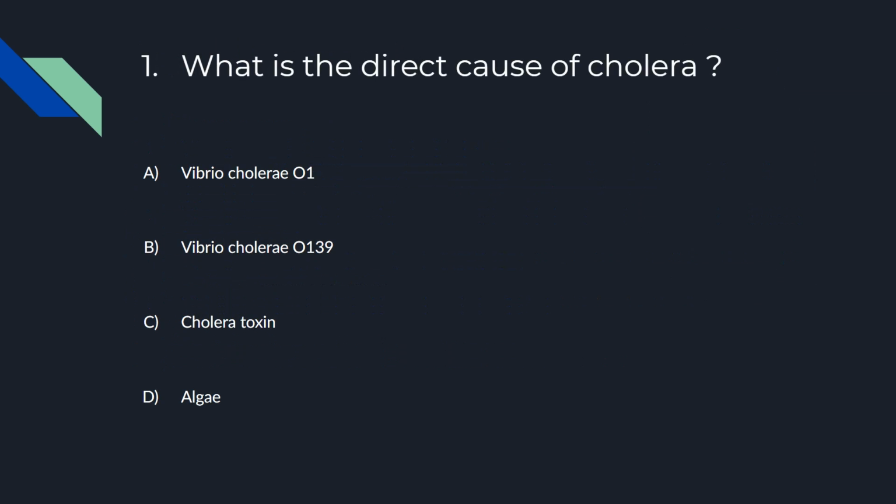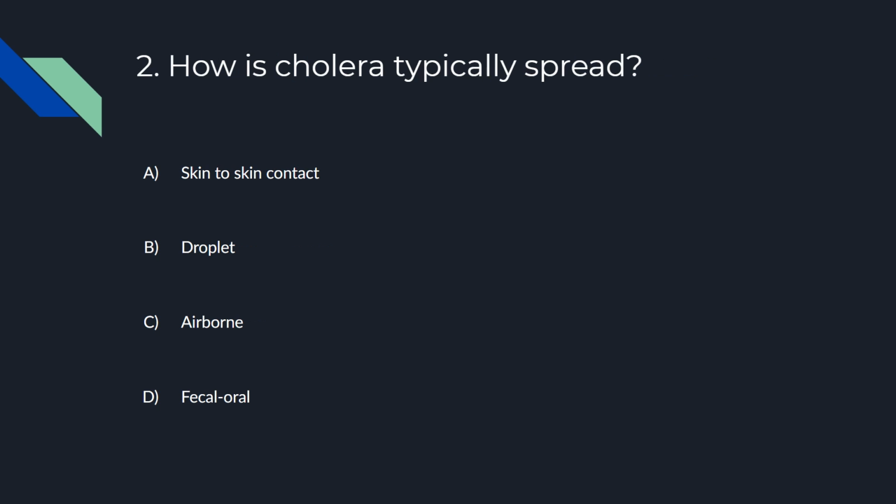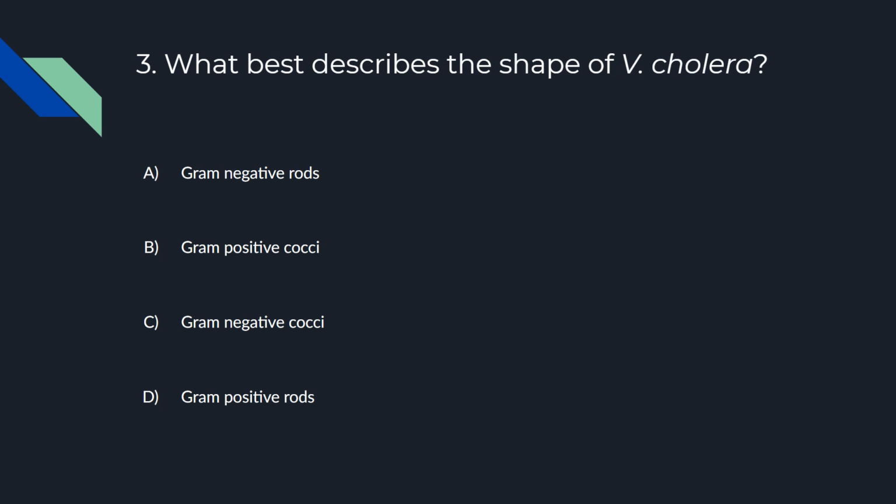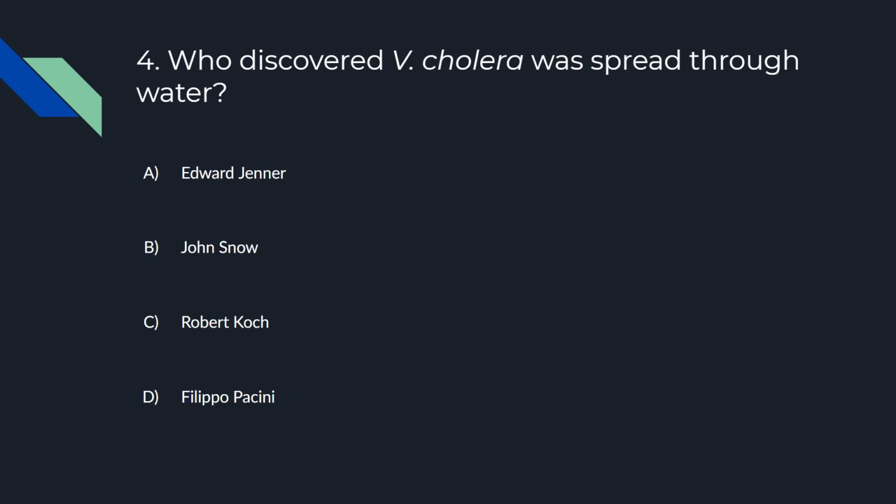Here are my references, and here are a few questions to make sure people are at least listening to what's going on. So what's the direct cause of cholera? Is it A, B, C, or D? Algae, cholera toxin, O1, O139. Which one is it? 2, how is it typically spread? Skin to skin, droplet, airborne, fecal-oral. Which one is it? Next one is what best describes the shape of V. cholerae? Gram-negative rods, gram-positive cocci, gram-negative cocci, gram-positive rods. I don't know.